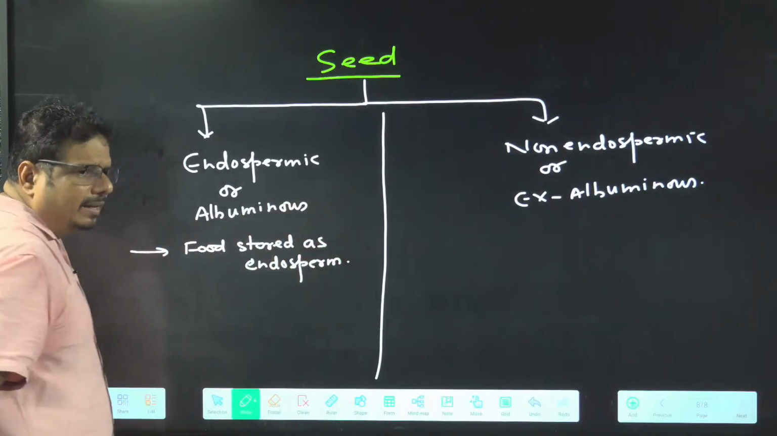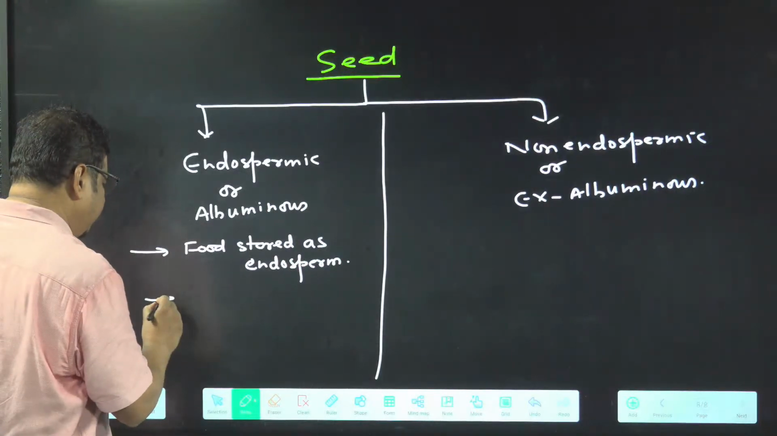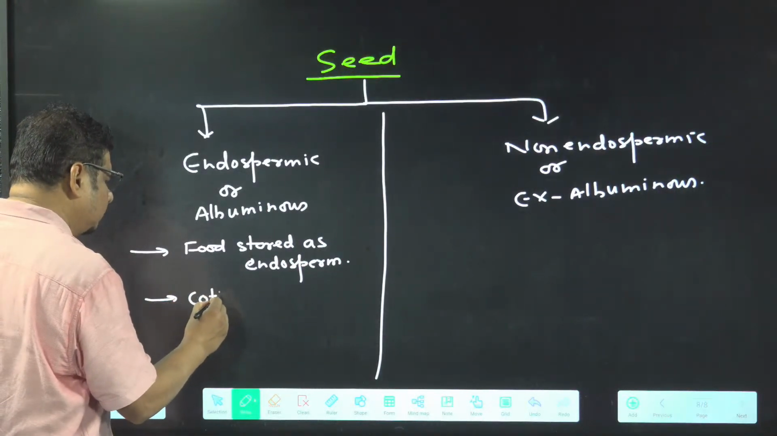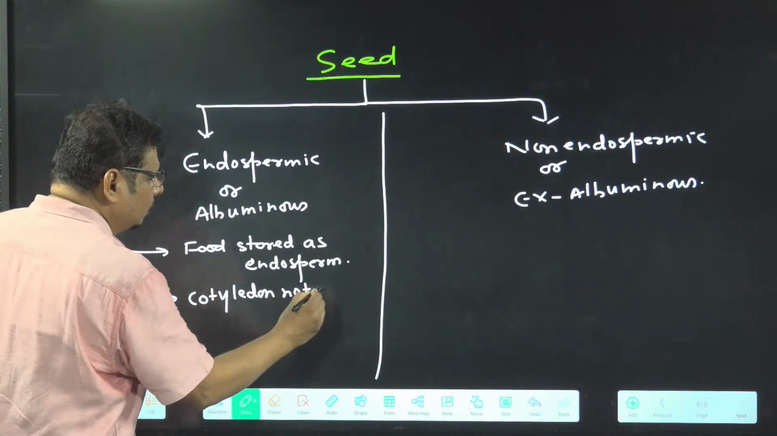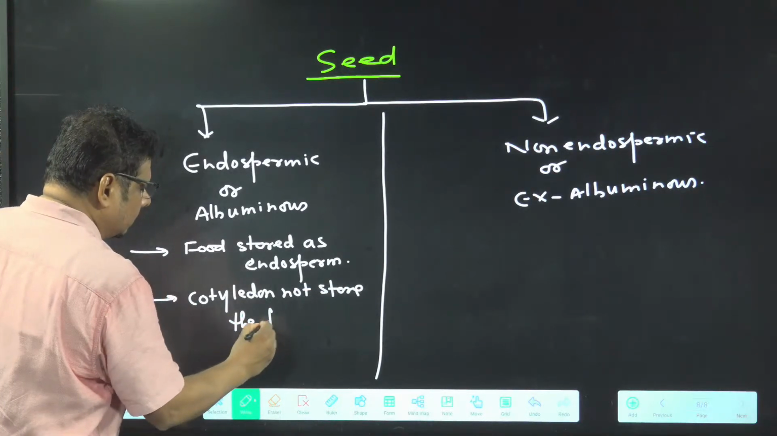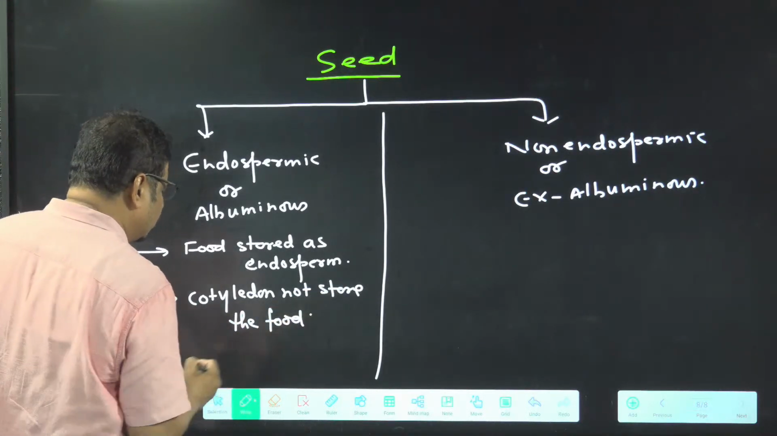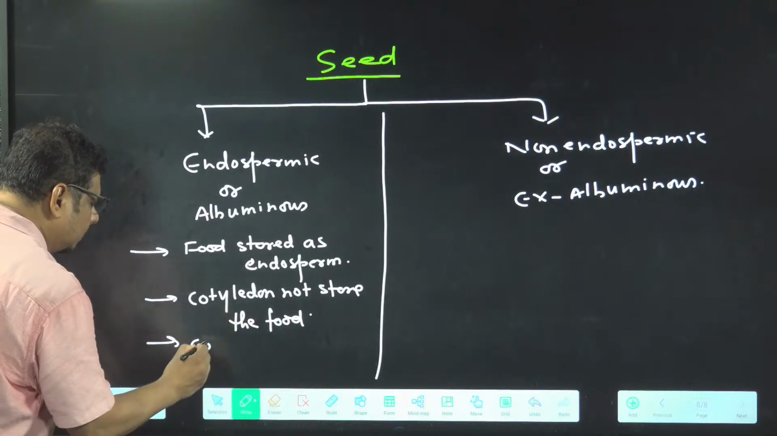Endosperm is nutritive, na? So food is stored as endosperm. And here you will find the cotyledon does not store the food. So if the cotyledon does not store the food, what happened?